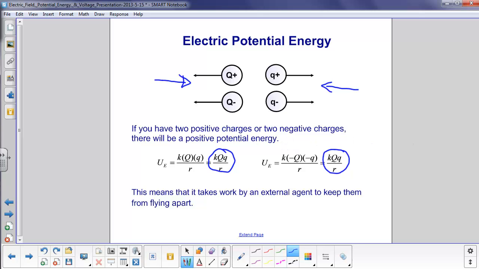Now, don't worry too much about this, whether it's positive or negative or what it means. You just have to use this equation and the sign will naturally come out of it, and then you can say it's either negative or positive.